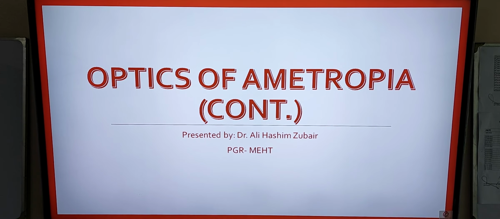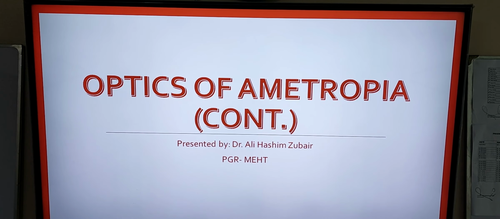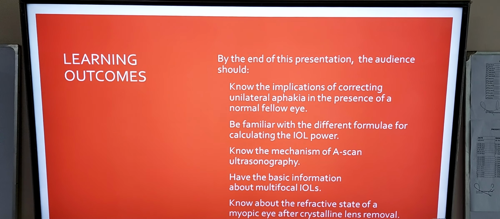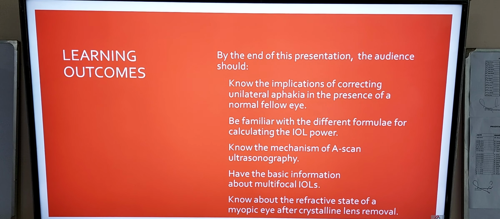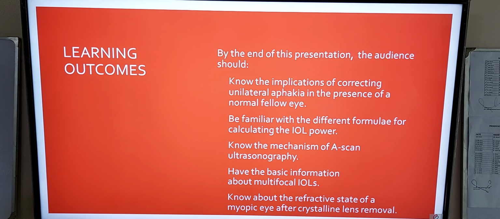Our topics for today are actually a continuation of the optics of ametropia. The learning outcomes revolve around knowing the implications of correcting unilateral aphakia in the presence of a normal fellow eye, methods or formulas for calculation of the intraocular lens power, A-scan ultrasonography, the basic info about multifocal IOLs, and the refractive state of a myopic eye after the removal of its crystalline lens.